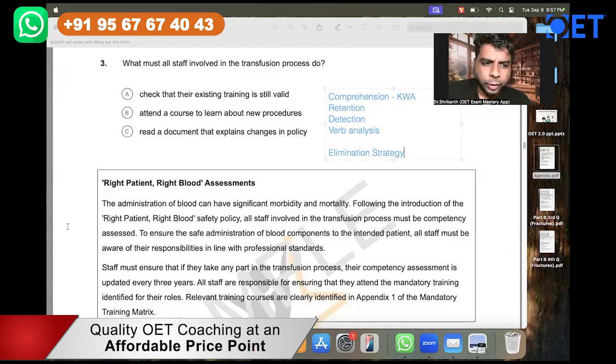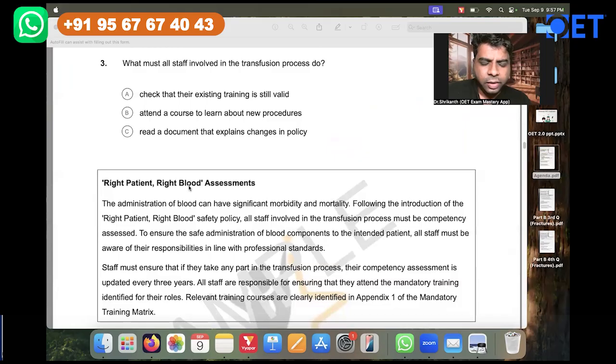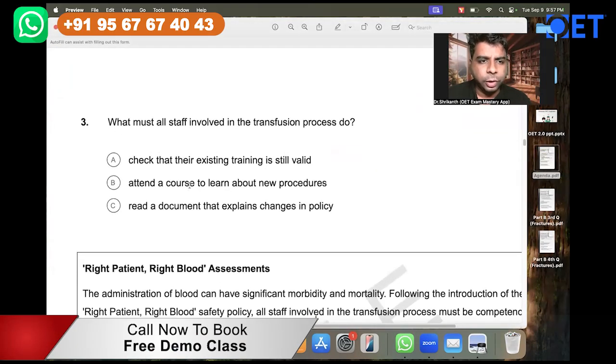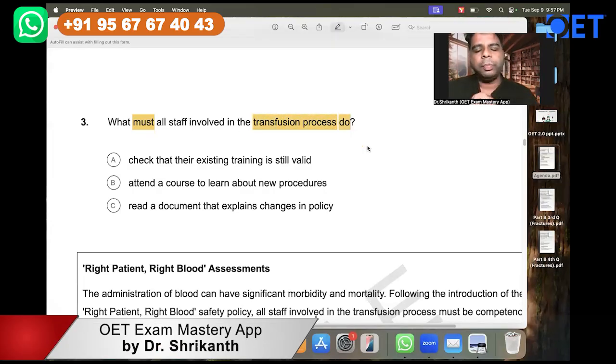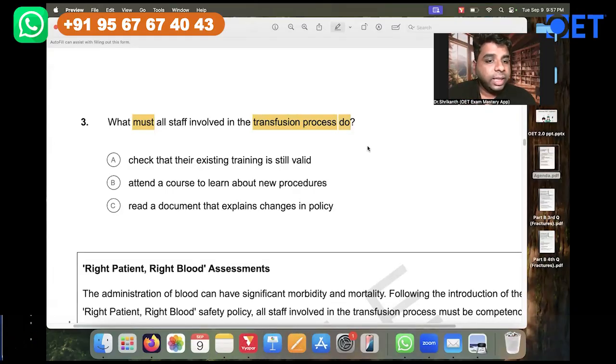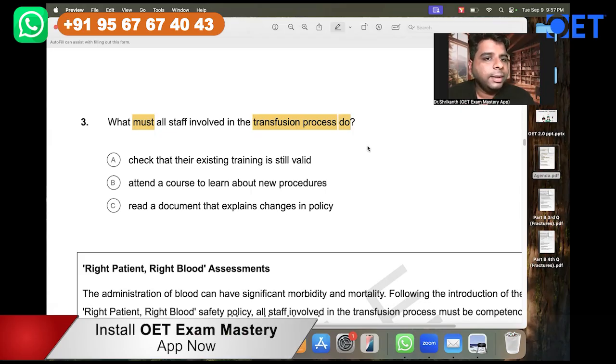So let's comprehend the question. Let's do what the keyword analysis is all about. So let's understand the question. Here it is an obligation based question, right? Because see, what is the word over here? The word over here is must. What must all the staff involved in the transfusion process do? So the medical staff who are doing blood transfusion, whether they like it or whether they don't like it, they have to do one of these things, either A, B, or C. It is an obligation. They cannot say no to it.